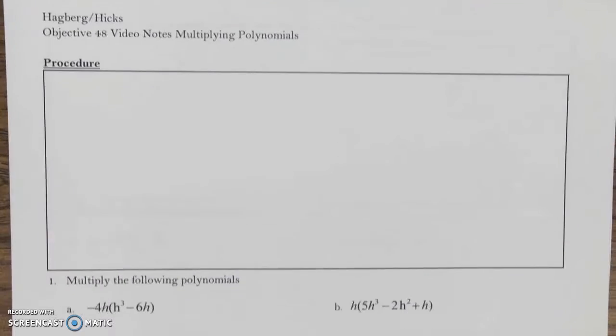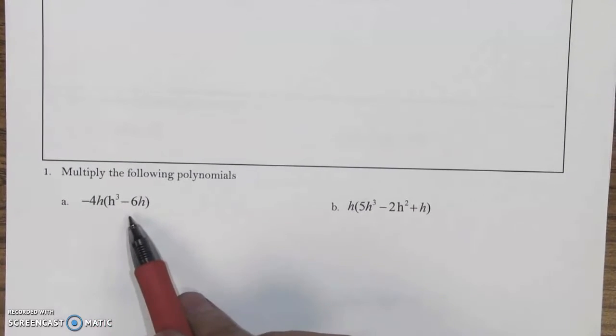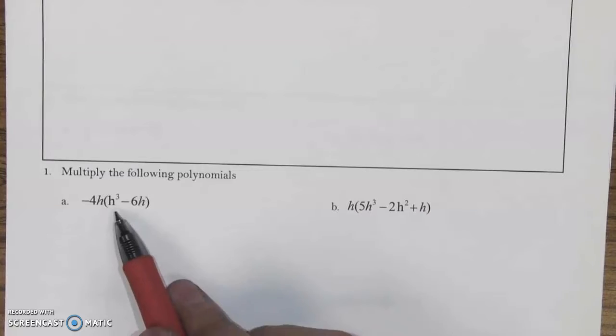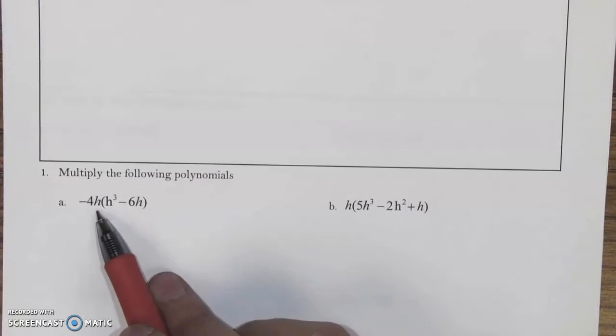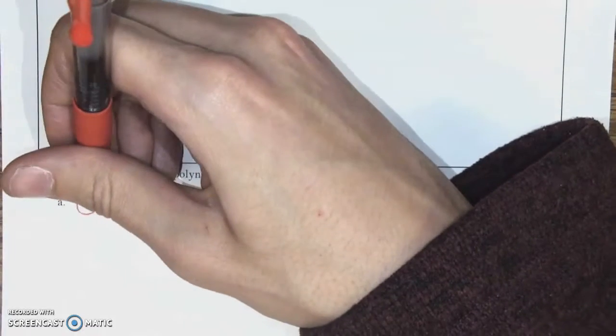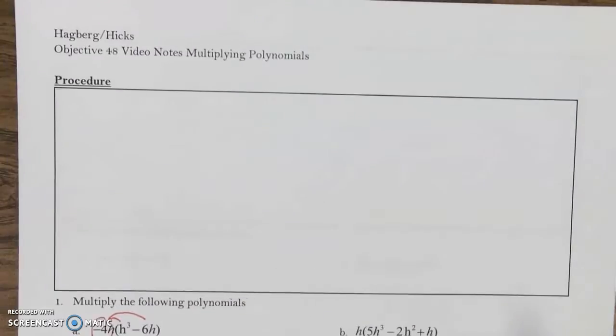So if you look ahead, you can see that we've got a single term times a binomial here in this case. You might see this and think, well, we already know how to do this, how to multiply this, right? You would just take that first term and distribute it into each of the terms inside of the parentheses. And that's right, that's exactly what we do.